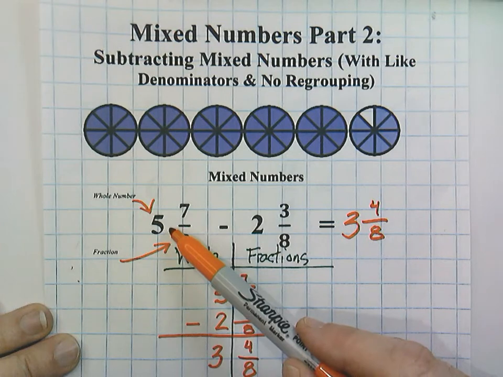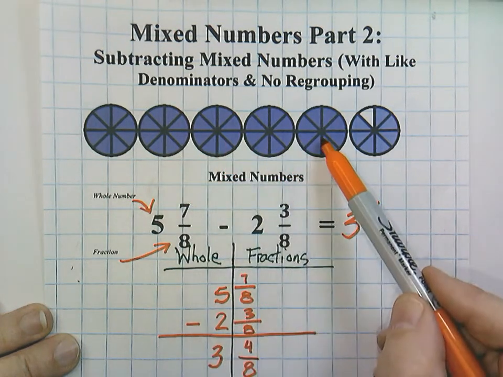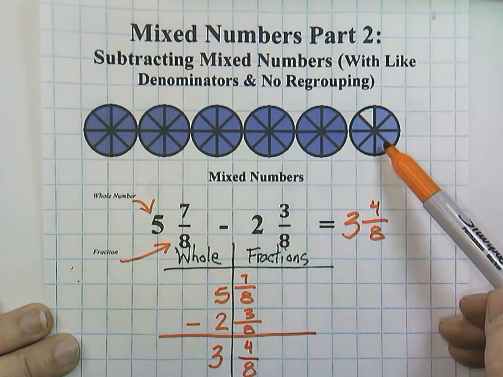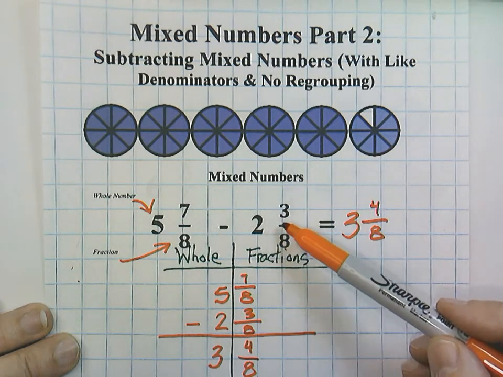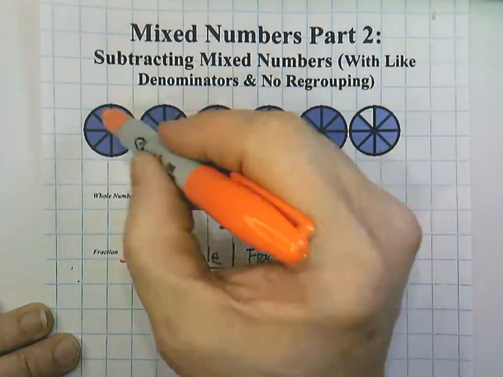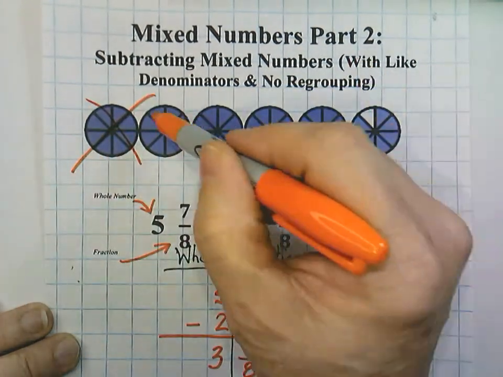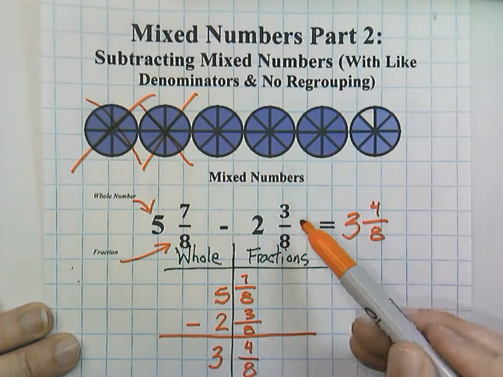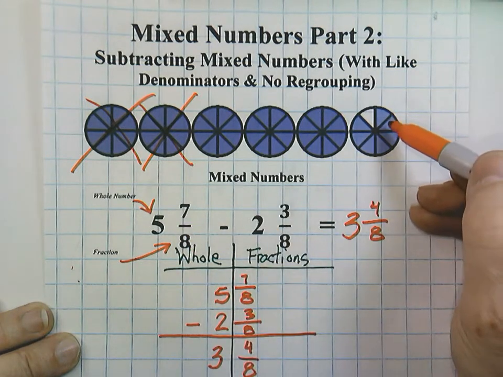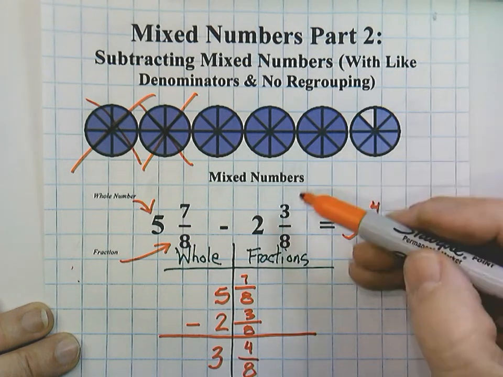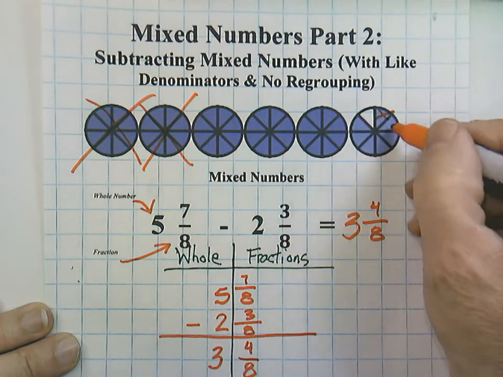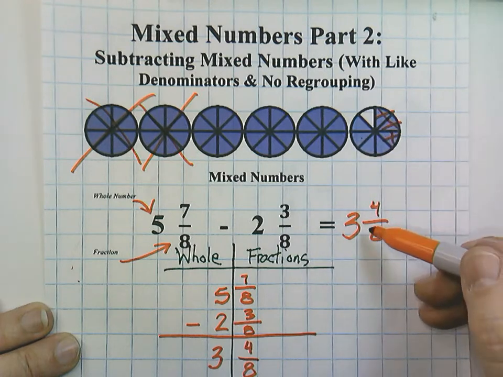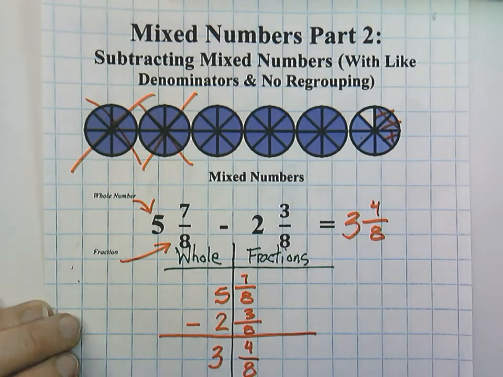Up top we have 5, 1, 2, 3, 4, 5 wholes. And this last one is our 7/8 right here. And we're taking away 2 wholes and 3/8. Well, 2, I'm just going to show that with just kind of canceling these out. And so there's our 3, 1, 2, 3. And then from our 7/8, which is 1, 2, 3, 4, 5, 6, 7, we're going to take away 3 of them. 2, 3, and you can see that we have 1, 2, 3, 4. So that's where we get our 3 and 4/8.